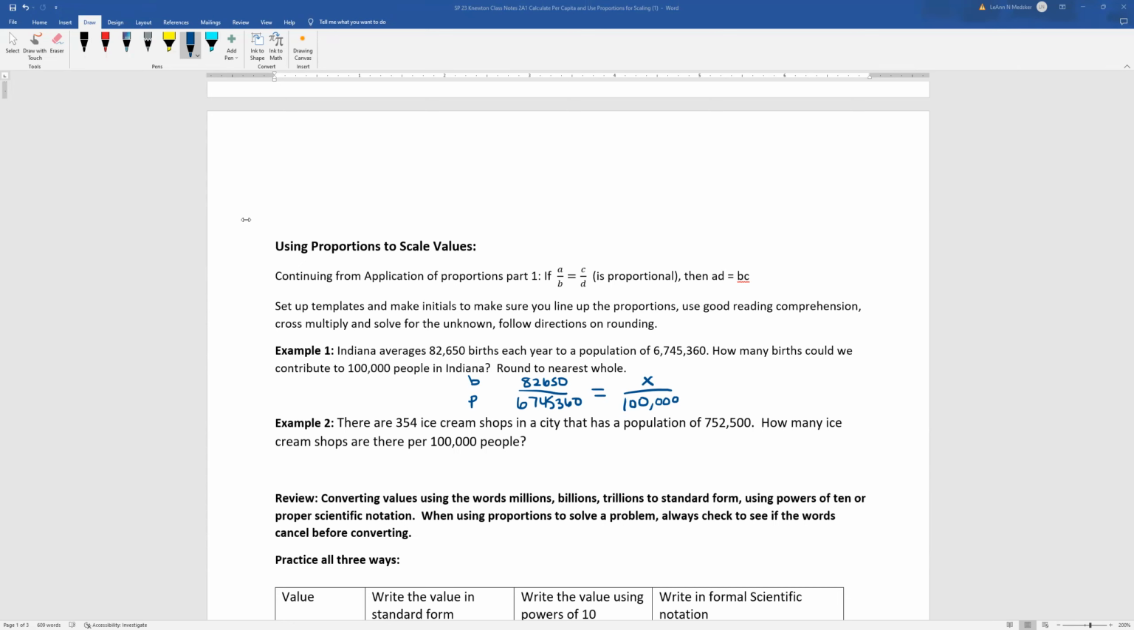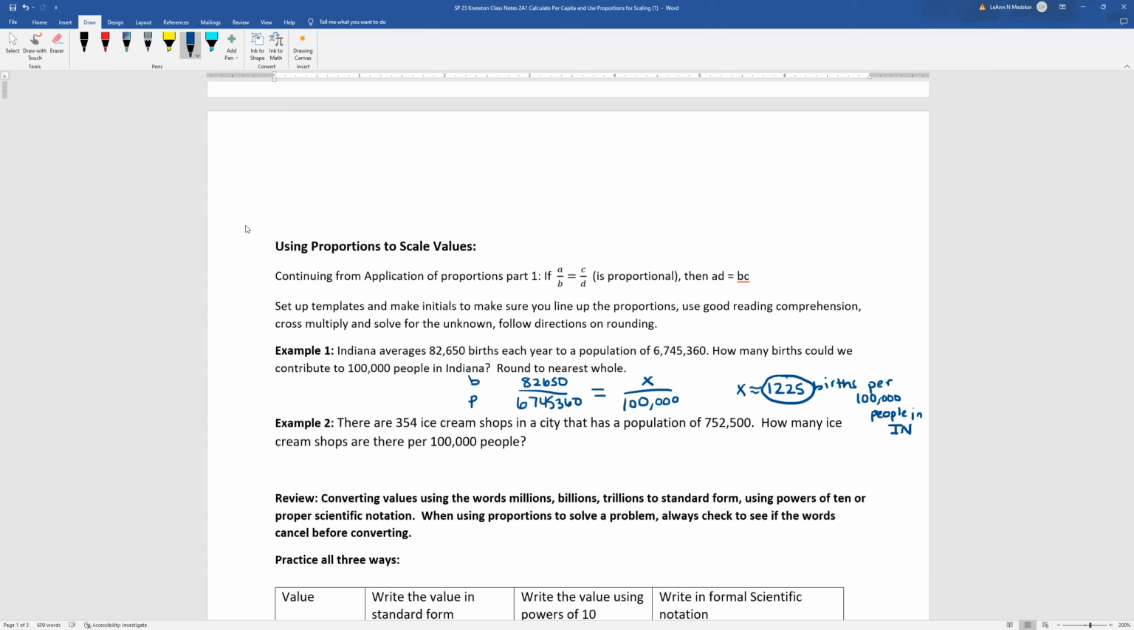Divided by the number across from X, which is 6,745,360. And we're rounding to the nearest whole for each direction. So that's 1,225.2. The 0.2 will not bump it up. So X is approximately 1,225 births per 100,000 people in Indiana, just to give you a frame of reference of what we just found.